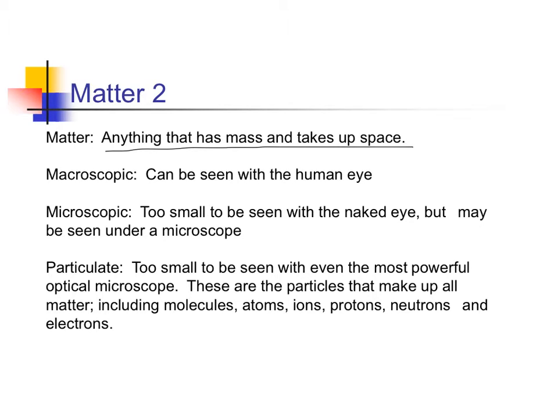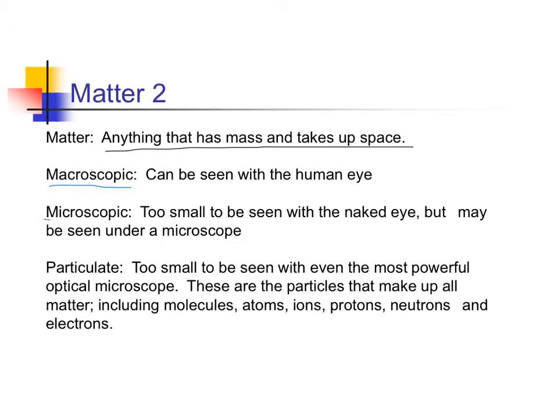How we view matter, or how we can see matter, has three different methods. We have the macroscopic, and we can see that with our human eye, even if you have contact lenses or really bad vision so you need glasses. It still counts as being seen with the eye. Contact lenses and glasses are corrections, so we still use the can be seen with the human eye.